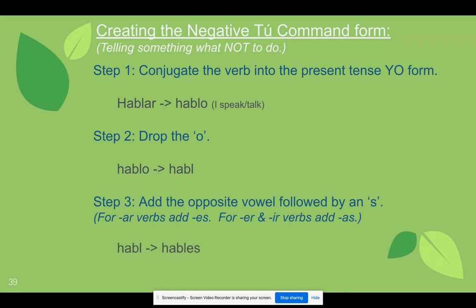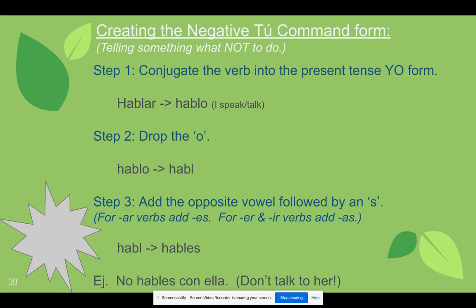Adding ES to the stem changes the verb to hables. No hables con ella. Don't talk to her. Please make sure that you add no before the verb to make it negative. It's very important that we change the verb into the yo form first instead of simply dropping the ending, because as you know, some yo forms are irregular.